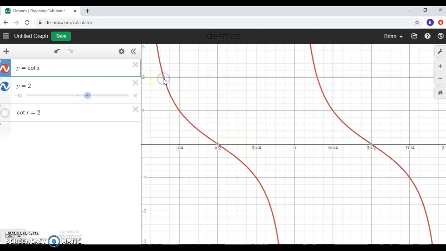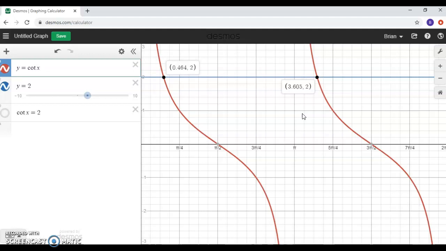So I've got one here at 0.464, and I've got another one here at 3.605. So again, when you have these equations that don't seem like they've got a nice solution, one that's going to work out nice, the graphing calculator can help you. Desmos especially. It's going to give us some nice known values that we could potentially have.